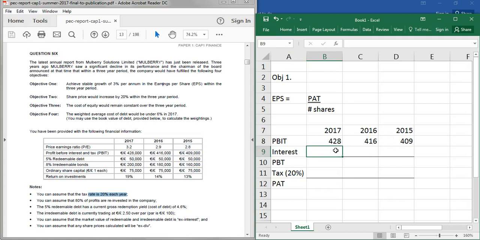Our interest here, so be careful, we have two types of interest. We have 50,000 at 5% and 200,000 at 8%. So we have 50 at 0.05, which is 2.5, plus 200 at 8, which is 16.